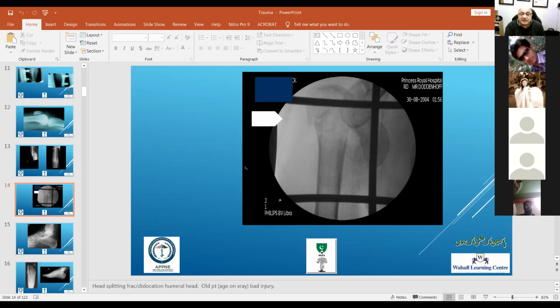So how are you going to manage this in a 45-year-old? Open reduction, internal fixation with Philos plate. That is what a medical student will tell me also, isn't it? But what about this humeral head? So we are going to reduce it. Yes, but there is a high chance that this is going to have AVN, isn't it?